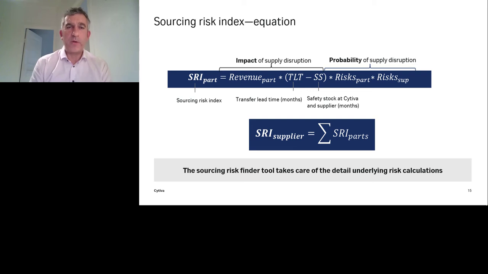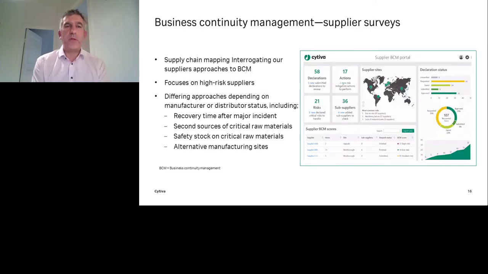And everything else of the attributes that I showed on the last slide is included in the section on the probability. And the attributes have different weightings according to how important we think they are. So that's how we calculate the sourcing risk index. And on the next slide, I'm going to explain the business continuity management survey that we undertake, as I said, with a subsection of our high-risk suppliers.